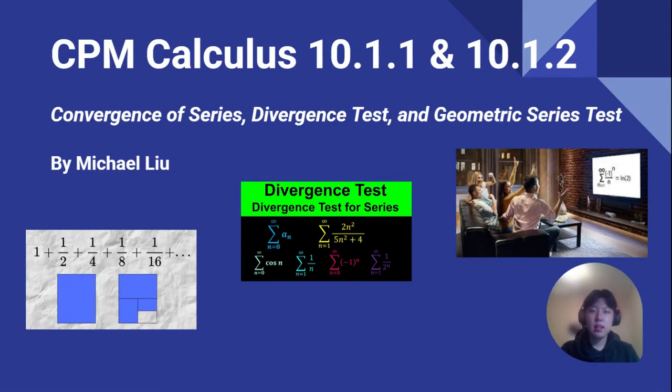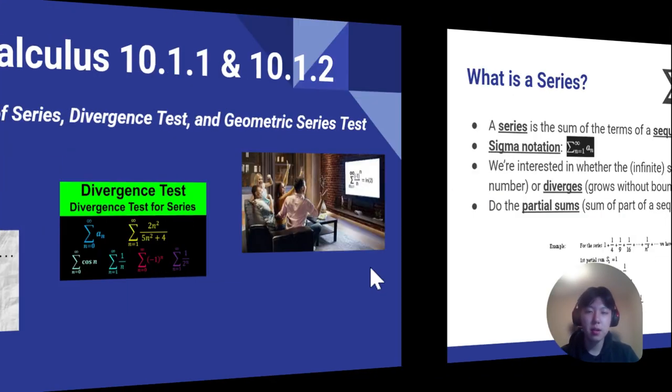I'm Michael, and I'll be covering CPM sections 10.1.1 and 10.1.2 today, which goes over series, whether they converge or diverge, and two tests you can use to determine convergence or divergence. The first being the divergence test, and the second one being the geometric series test.